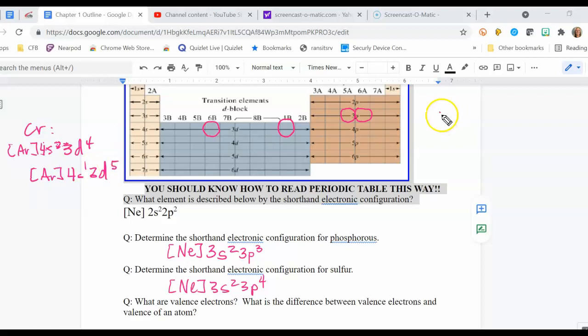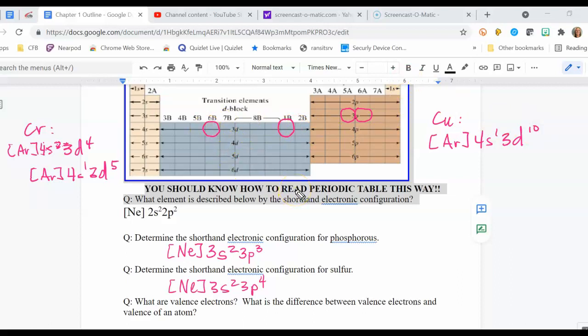Now, what about copper? Copper is the same sort of thing. We steal the one electron from the s, so we end up with [Ar] 4s1 3d10. So there's just a little reminder of the things that are going on there.